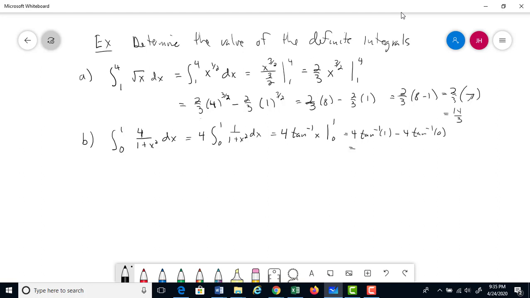Tangent inverse of 1 is pi over 4. 4 times pi over 4. Tangent inverse of 0 is 0. Remember that when we're looking at the tangent function.